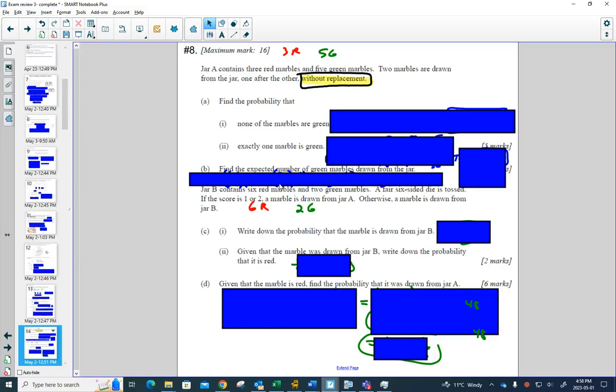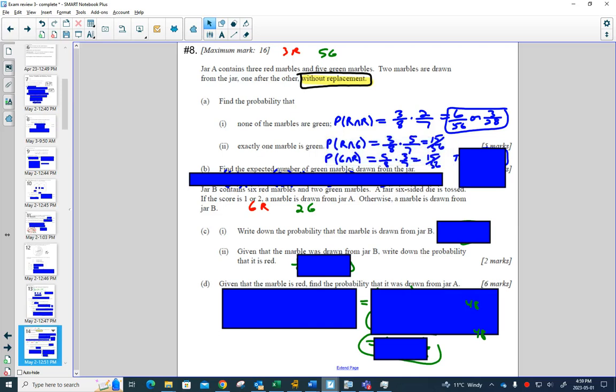Okay, jar A contains 3 red, jar B 5 green. 2 marbles are drawn one after the other without replacement. Find the probability that none are green. This is the probability of red and red. First will be 3 out of 8, and then since it's not replaced, the second is 2 out of 7. Exactly 1 marble is green. You have 2 cases, red and green, or green and red. Add those 2 cases up, and you'll get 30 out of 56.